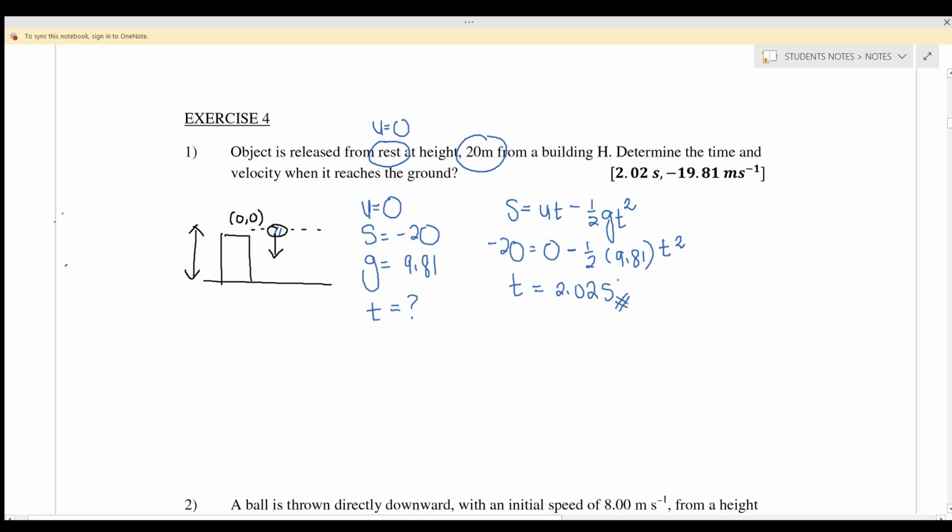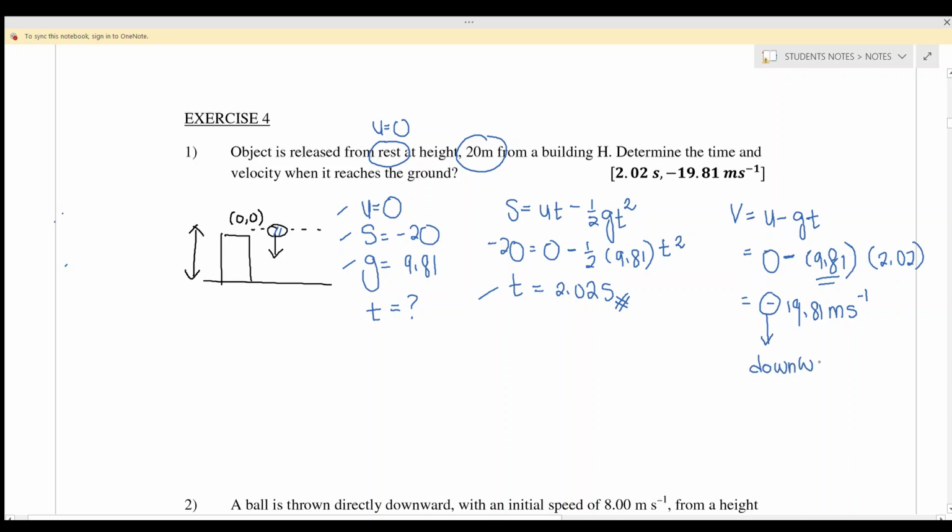Next, we want to find the velocity when it reaches the ground. Since we have u, s, g, and now t, you can use the simplest one, v equals u minus gt. u equals 0, g is 9.81, with the negative already in front, and t is 2.02, the value we found just now. Finally, you will get negative 19.81 meters per second. This negative indicates that the object is moving downward with a magnitude of 19.81 meters per second.